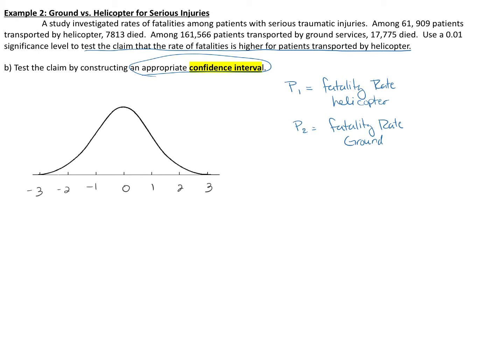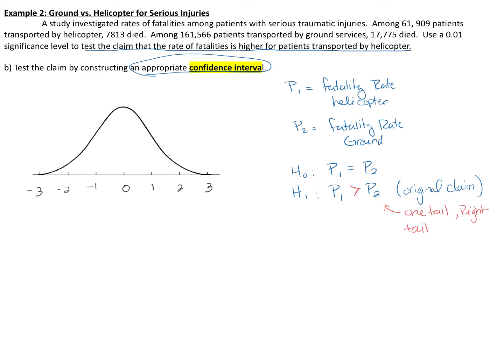Okay, so the claim is that the fatality rate for those transported by helicopter, P1, is greater than P2, and we said previously that that is the alternative hypothesis, so the null hypothesis is that P1 equals P2. I'm going to keep track here. This is the original claim, the alternative hypothesis, and because we have the greater than sign, this means that we have a one-tail, more specifically, right-tail test.